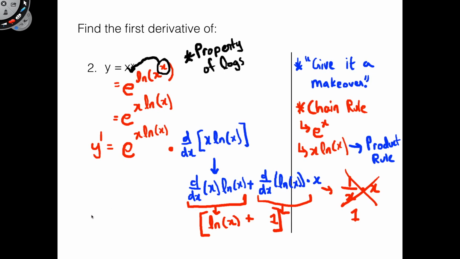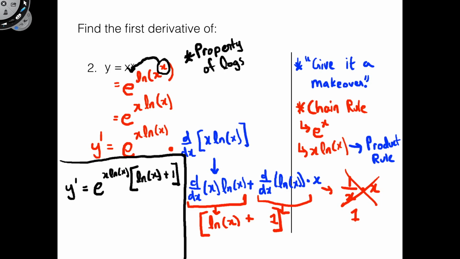So putting everything together, we get that y prime equals e to the x ln of x times ln of x plus 1. Now we could take that forward just one step, just to simplify it a little bit further. And to that end, we could take a look at this e to the x closer, and we could actually rewrite it as e to the ln of x to the x power. Okay?